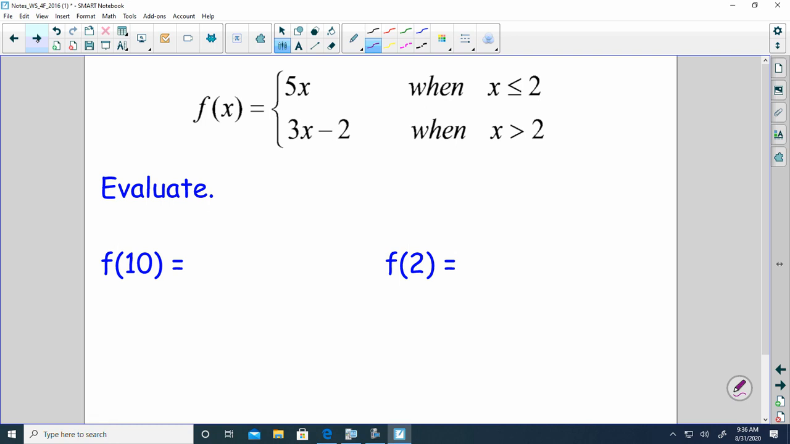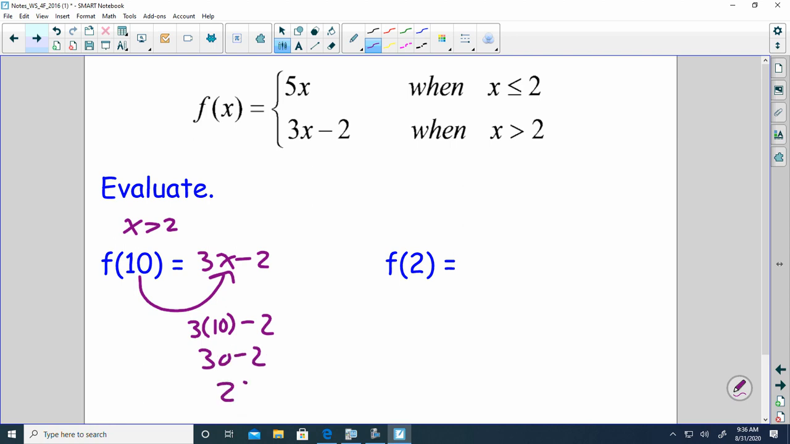So we're going to take a look at these. We're not even going to graph these now. We're just going to evaluate it. So f at 10 is where it's greater than 2. So I normally had this equation, but what am I plugging in? I'm plugging in 10 there. So I'm going to get 3 times 10 minus 2, which is 30 minus 2, which is going to be 28. So that's my answer there.